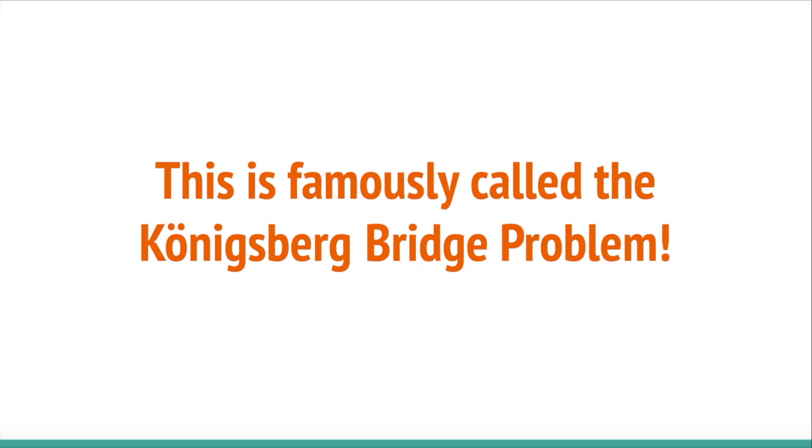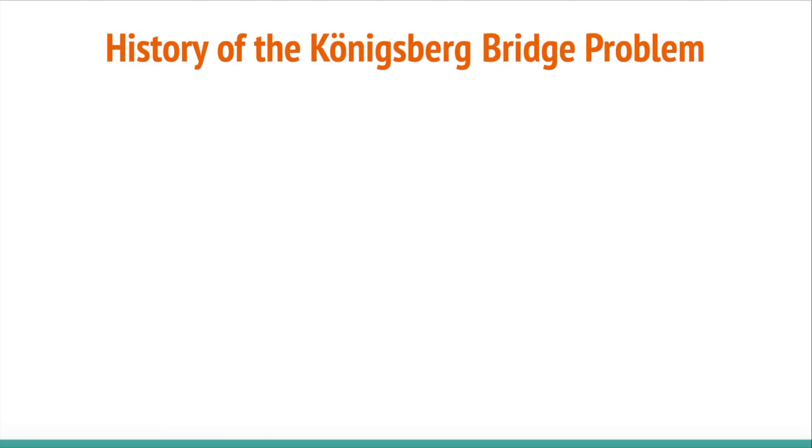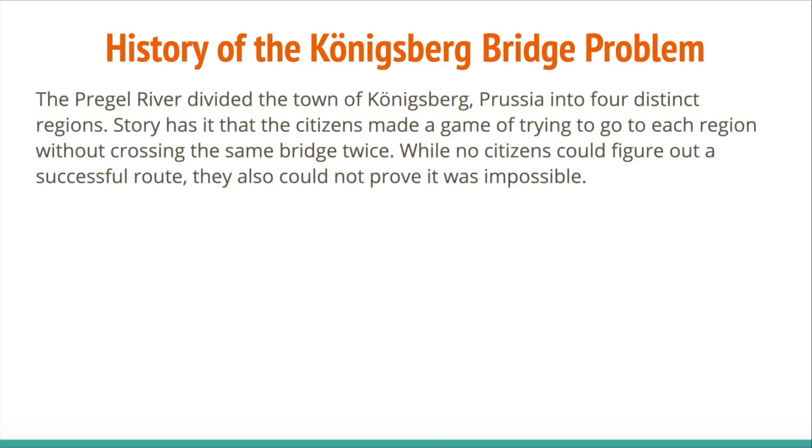So this is famously called the Königsberg Bridge Problem. Can you walk through the town and visit each region but only cross each bridge once? The history of the Königsberg Bridge Problem. So the Pregel River divided the town of Königsberg, Prussia into 4 distinct regions, 2 riverbanks, a peninsula, and an island. According to lore, citizens made a game of trying to go to each region without crossing the same bridge twice. None of the citizens could figure out a solution, but they also couldn't prove that it wasn't possible.